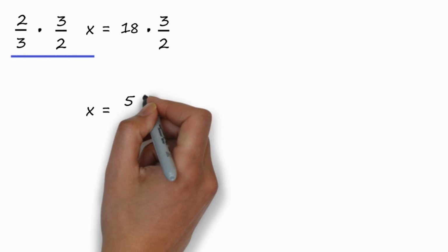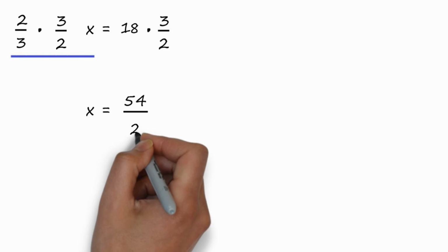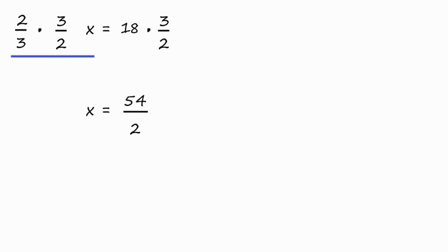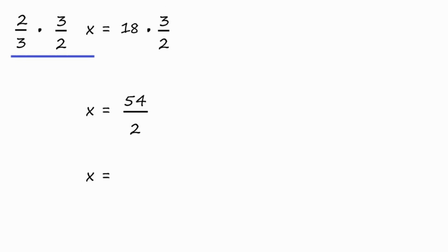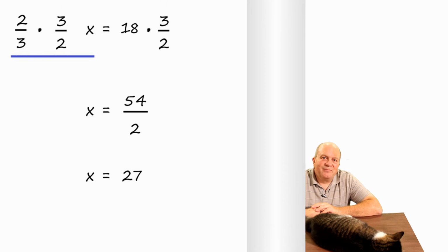18 times 3 is 54, divided by 2. That leaves us with x equals, if we've done our math right, we've solved the equation, 27.